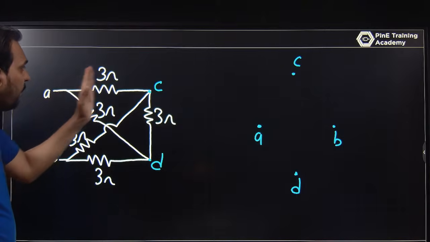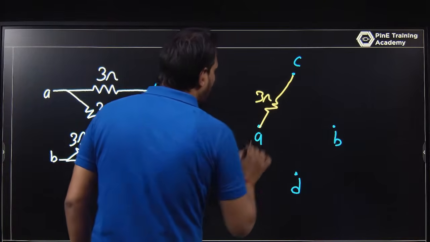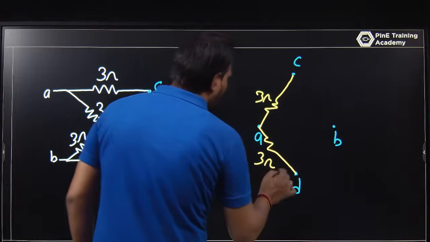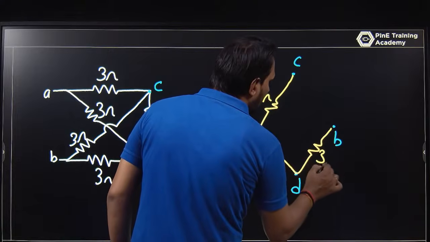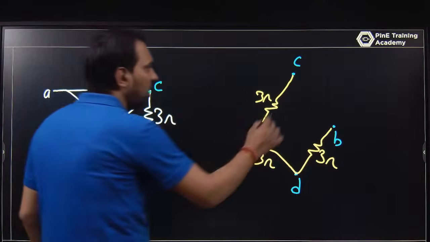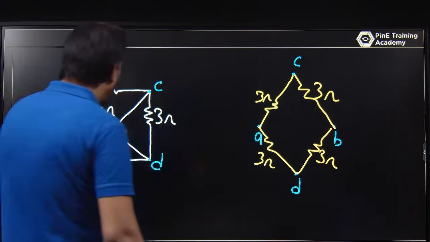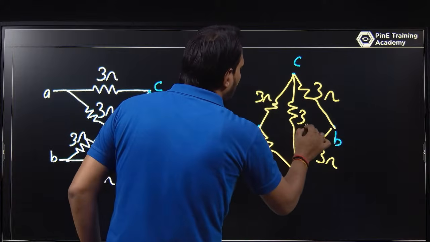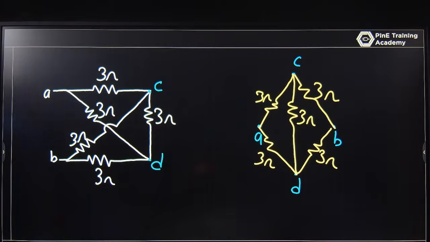A to B, we don't have any value; we are trying to determine A to B. A to C is 3 ohm, A to D is 3 ohm. Everywhere the impedance is 3 ohm. B to D is 3 ohm, B to C is 3 ohm, and C to D is 3 ohm. That is the value. So this is the way, and you are trying to determine what is RAB.